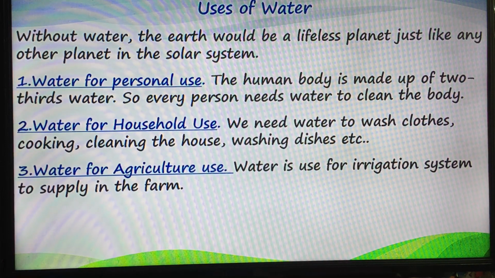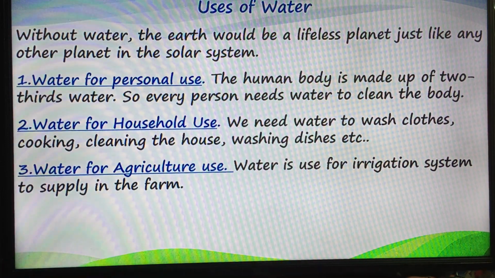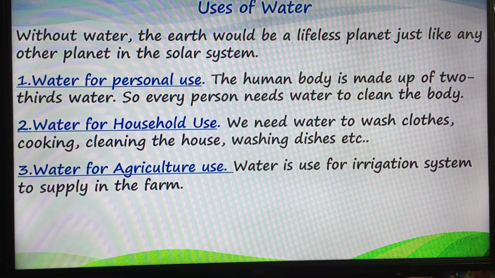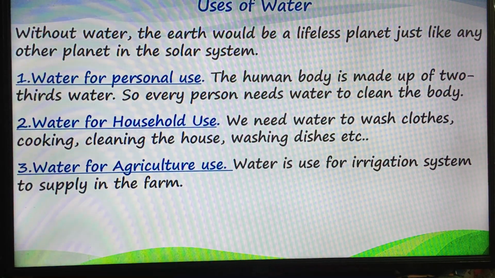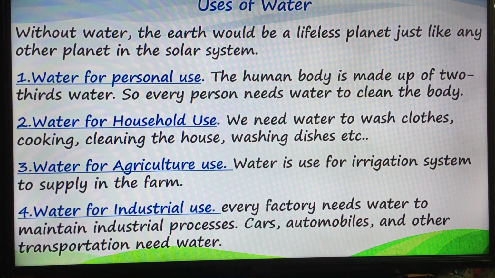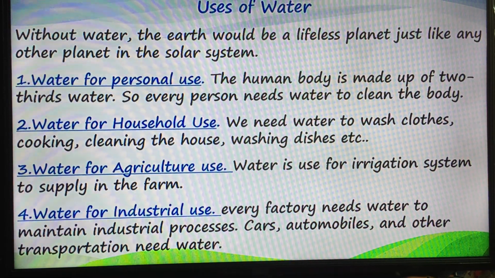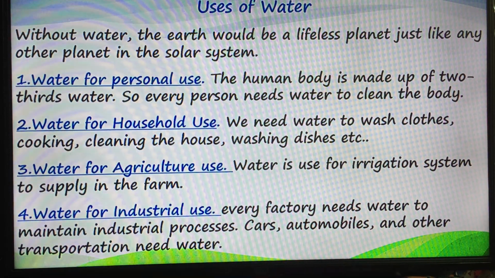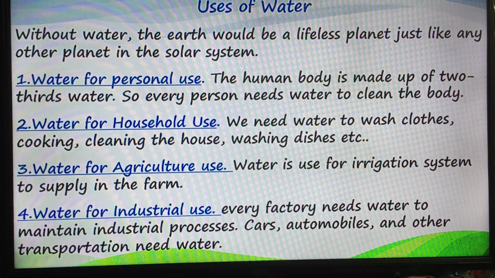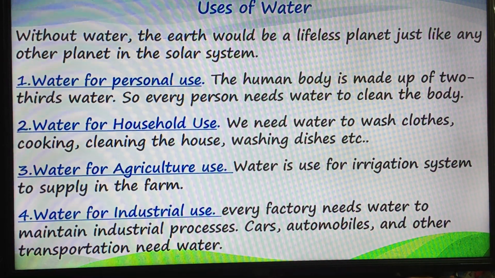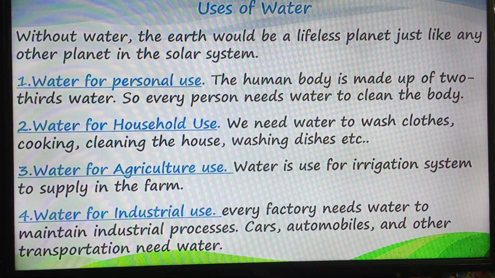Next, water for agricultural use. Water is used for irrigation systems to supply the farm. Next one, water for industrial use. Every factory needs water to maintain industrial processes. Cars, automobiles, and other transportation need water.